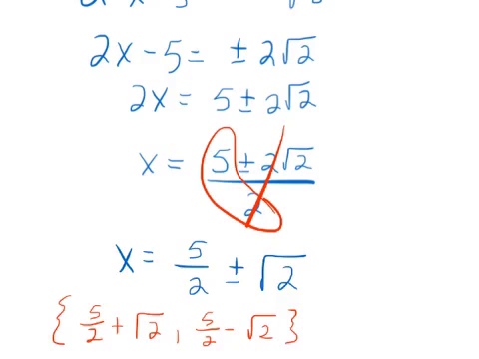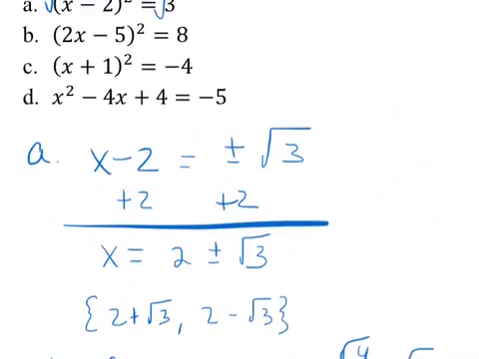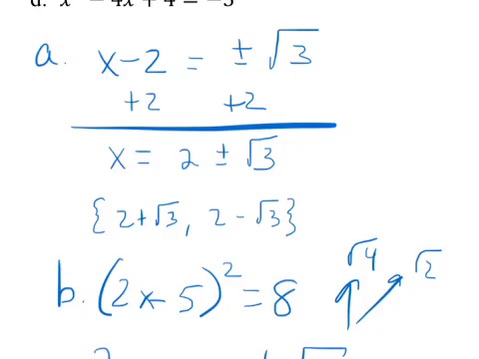It's going to lead us into what we're doing. I know we're moving a little slow. I just want to make sure we all understand it. All good? Okay. If you have a question, please ask. Let's take a look at C. Part C was x plus 1 squared equals negative 4.